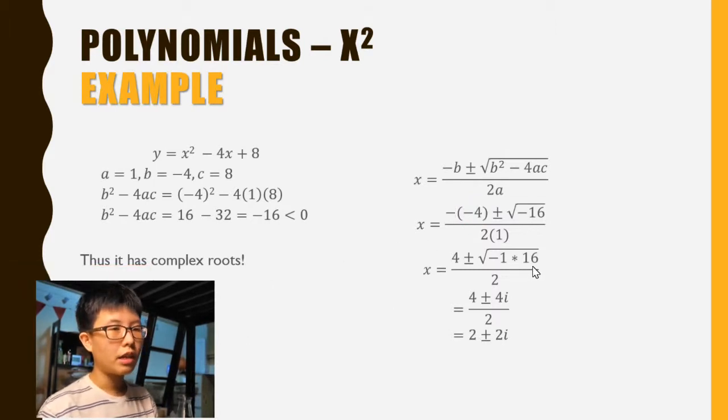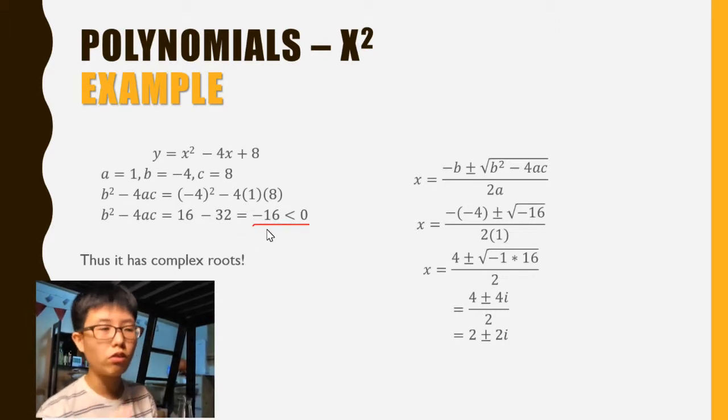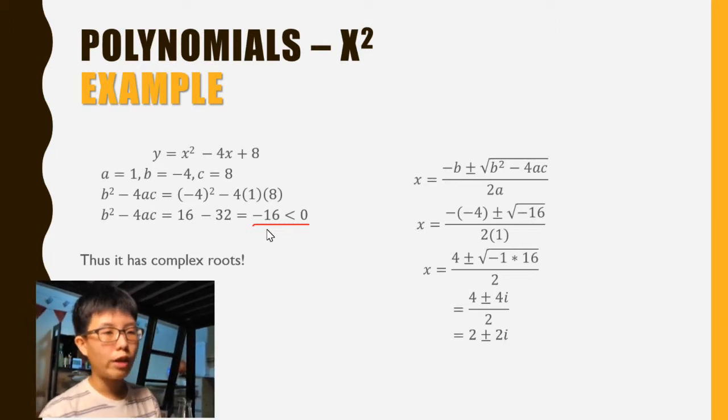So normally you would take a look at the square root of negative 16 and be like, no, you can't do that, and you just stop the equation there and say that there are no real roots. Or you would have subbed it into b squared minus 4ac and found that it is negative 16, and then you just stopped and said there are no real roots. There's no answer to this.